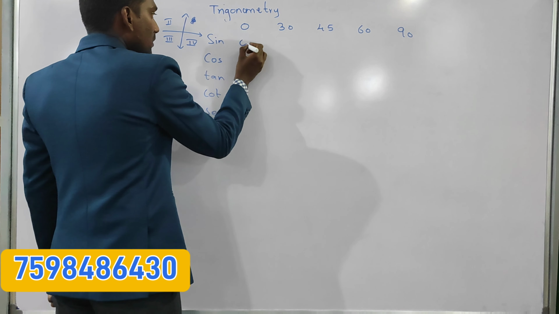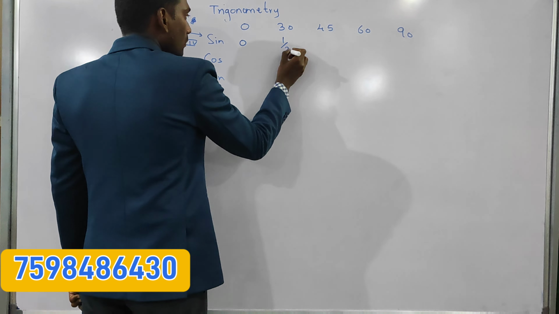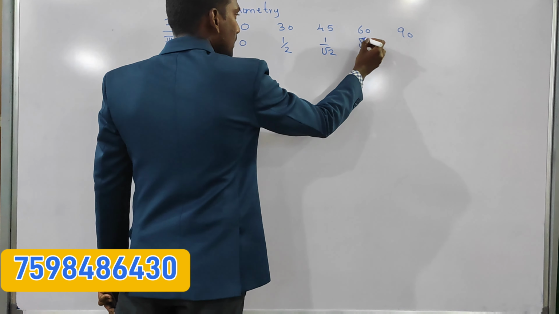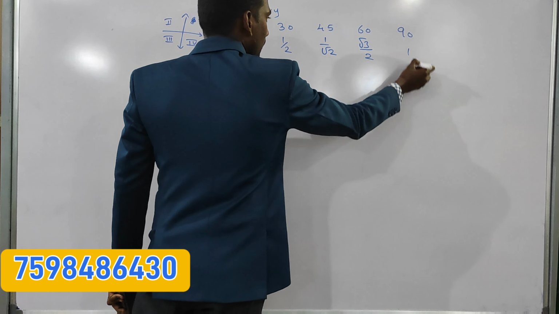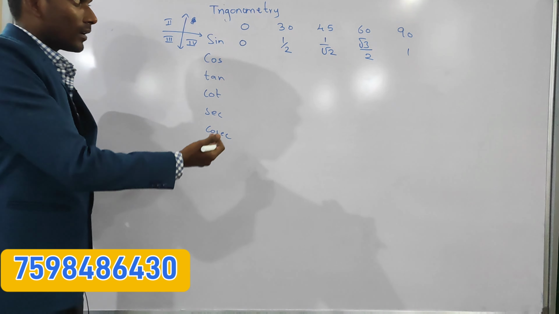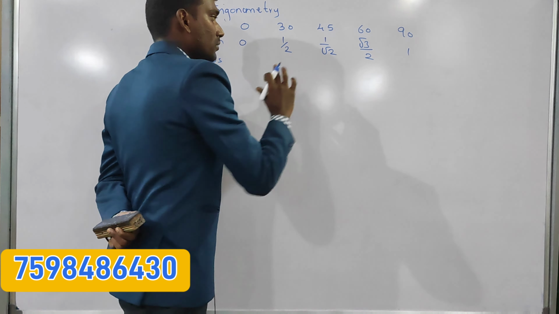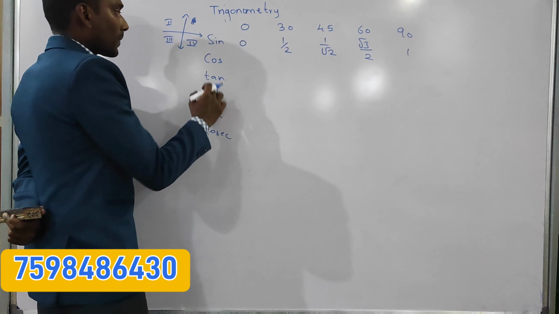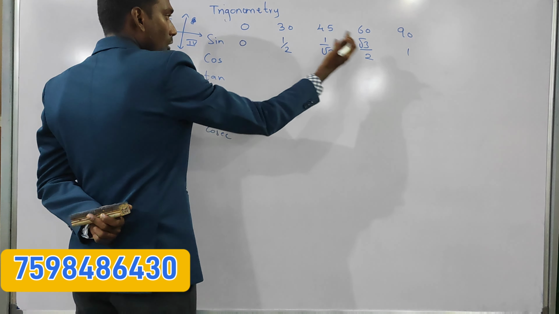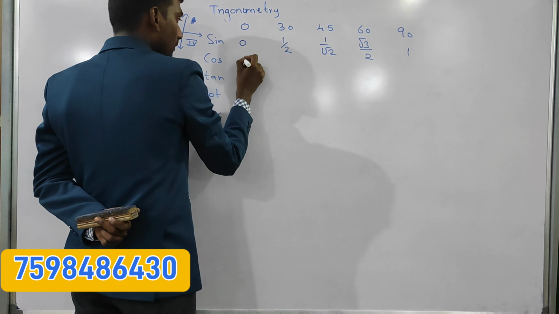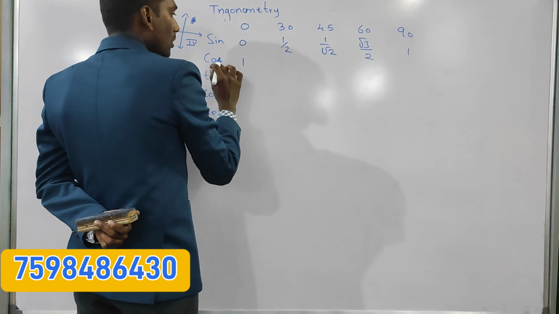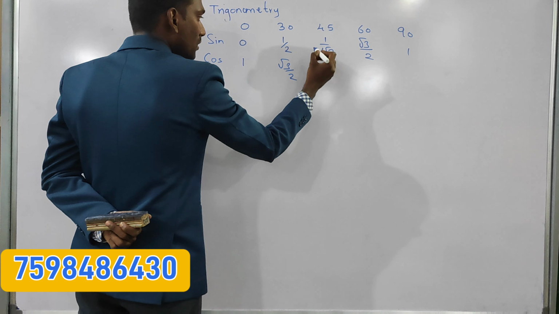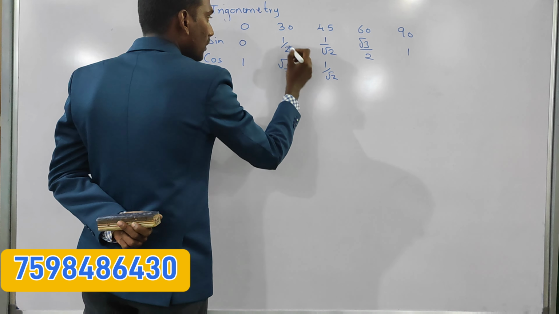Sine 0 value is 0, sine 30 is 1 by 2, sine 45 is 1 by root 2, sine 60 is root 3 by 2 and sine 90 is 1. Now if you remember these values, it is very easy to remember all the tabular column values. Now for cos, you are going to write opposite. So this will become 1. Cos 30 will become root 3 by 2. Cos 45 will be as it is, that is 1 by root 2.